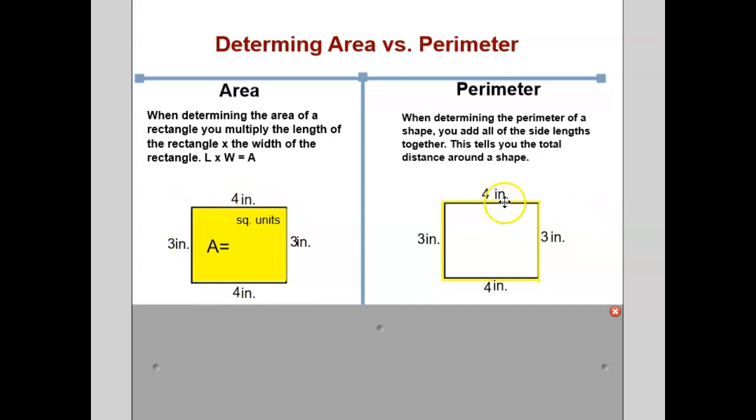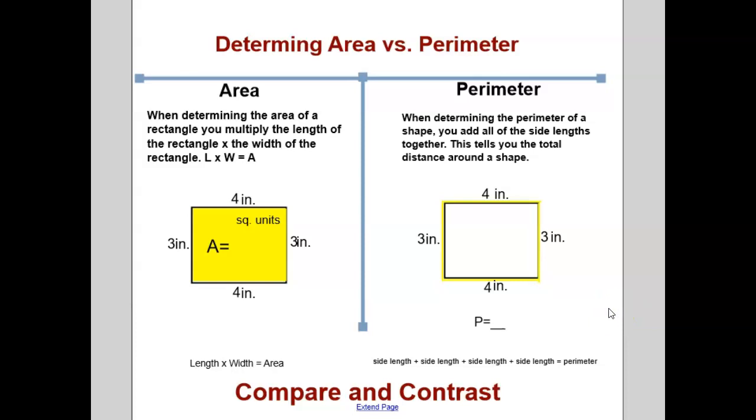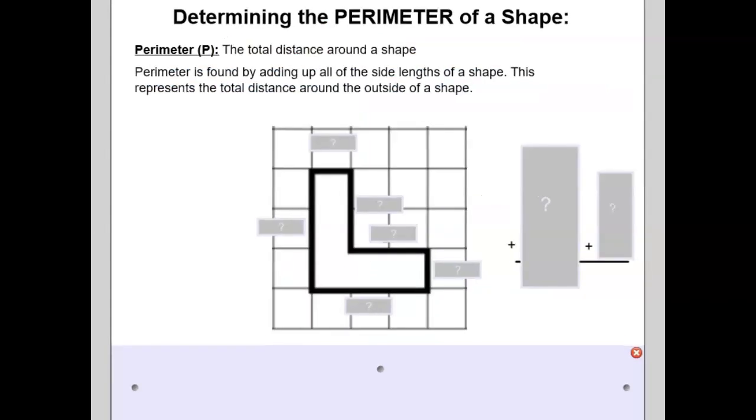We know for perimeter, we carefully add the side lengths because the perimeter is just the total distance around the outside of a shape. I like to remember it as area is space covered and perimeter is distance around a shape. We know that you find area by multiplying length times width, and we find perimeter by carefully adding the side lengths. In our lesson tomorrow, we're going to determine areas and perimeters of different shapes.